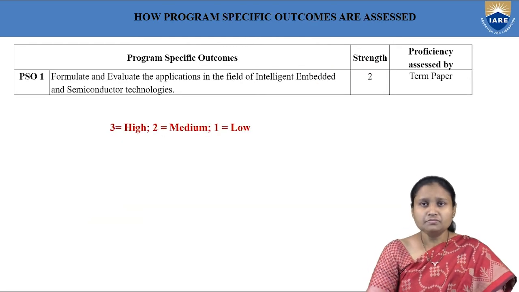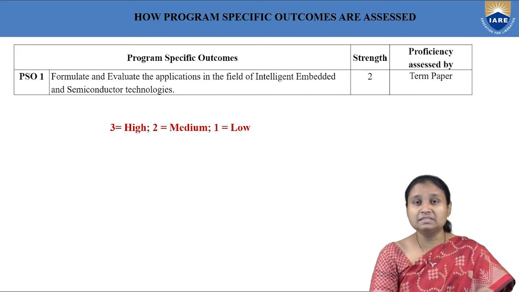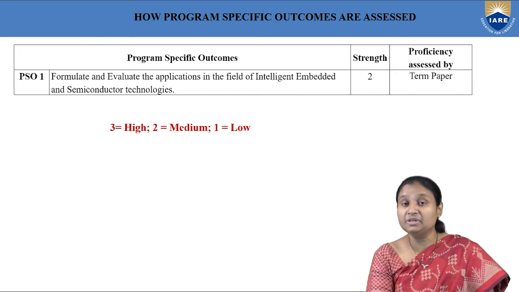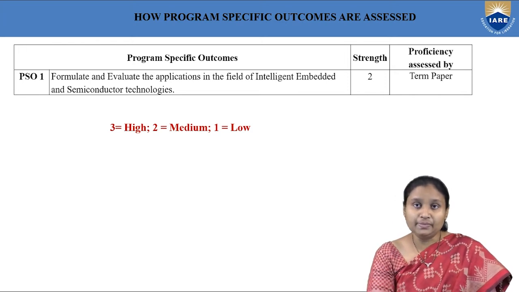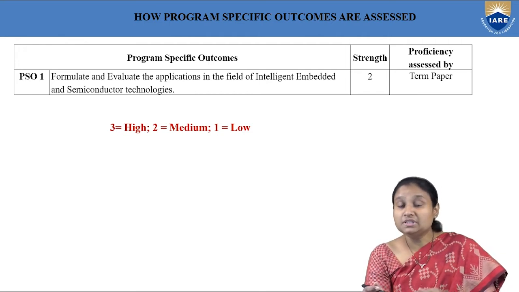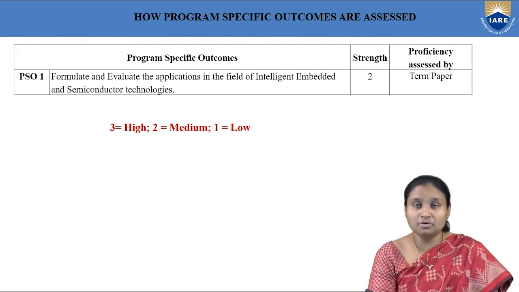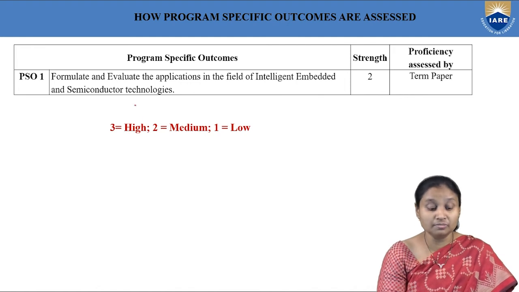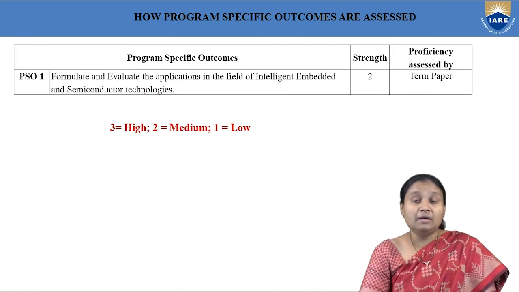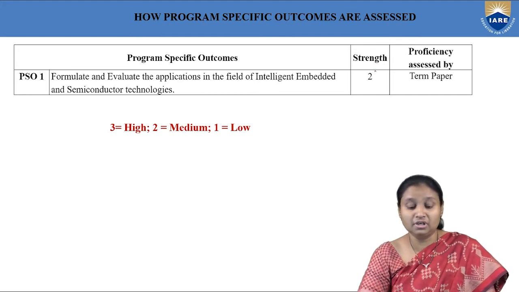And here I have taken, in this case, electrical and electronic engineering, that is for triple E students. So what is the specific program I have taken under BTech? I have taken triple E. And for triple E, of course, out of their program specific outcomes they have, coming to engineering physics course syllabus, only one program specific outcome can be mapped to course outcomes. And what is the program specific outcome? It is to formulate and evaluate the applications in the field of intelligent, embedded, and semiconductor technologies. And what is the level of strength? Second level, that is medium level.